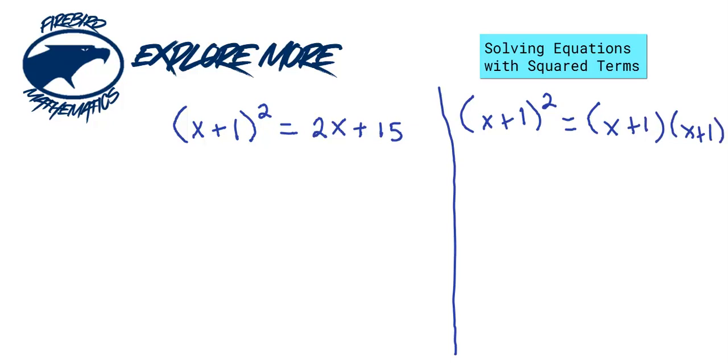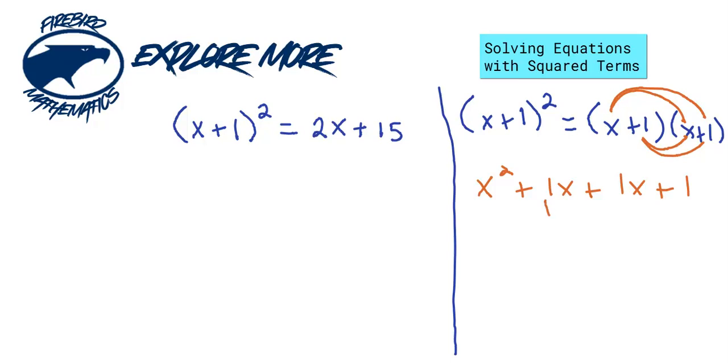So if you remember back from last year, when we have some multiplication happening like this, we have to FOIL or distribute. So we're going to do x times x and x times 1, and then we're going to do 1 times x and 1 times 1. So we call this FOILing or distributing. So when we do x times x, that gives me x squared, and then x times 1 is 1x, and then we have another 1 times x, that's another 1x, and then we have 1 times 1, which is 1.